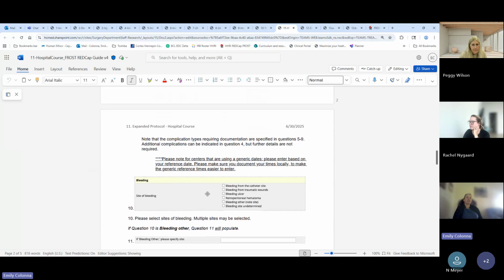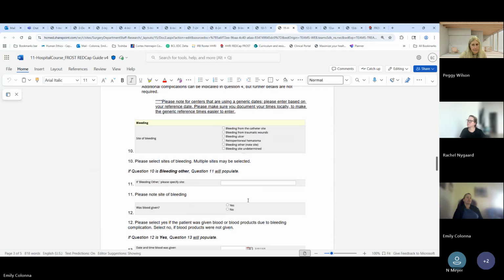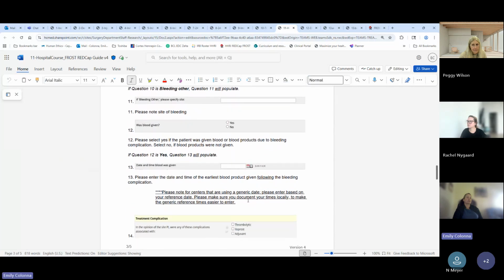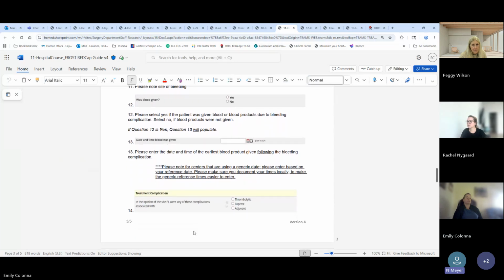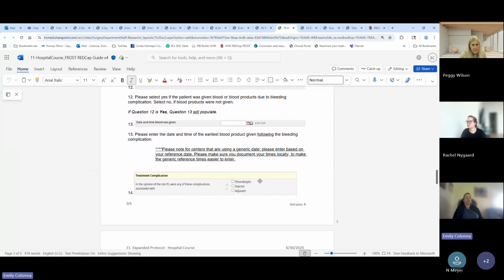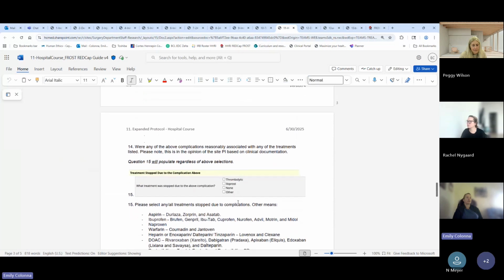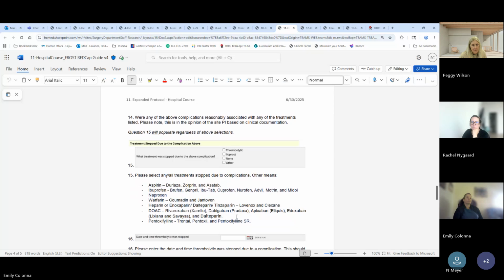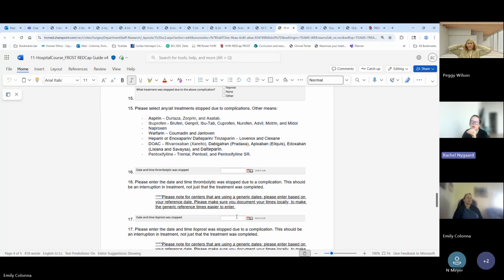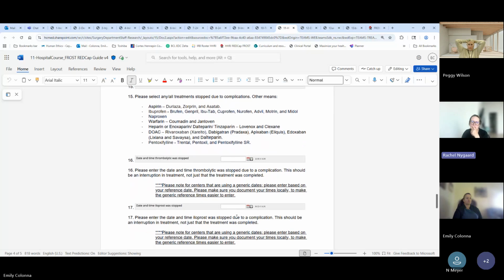If bleeding is selected, there'll be a couple more questions about bleeding. Where was the location? Was blood given? And the date and time blood was given. If there were treatment complications, was it due to lytics or Iloprost or an adjuvant medication? And if there were complications, was treatment stopped specifically because of these medications? And that's all in the opinion of the PI of the study, so just when you look at the review.